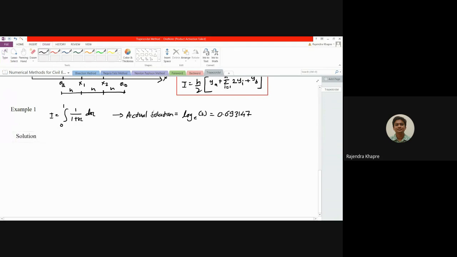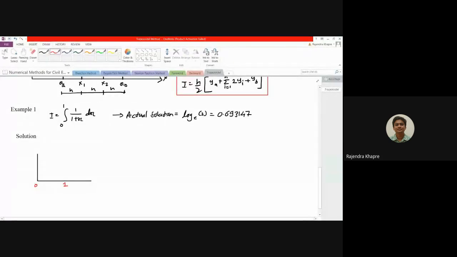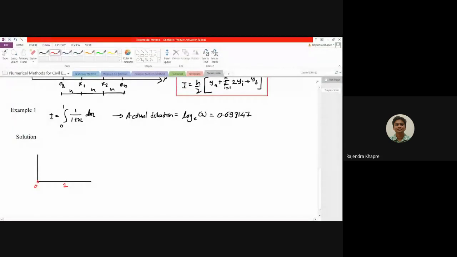Okay, so now let me explain this with the help of figures. So we have an equation which is like this, and we want to find out the integration from 0 up to 1. So two points are given, one is 0 and one is 1.